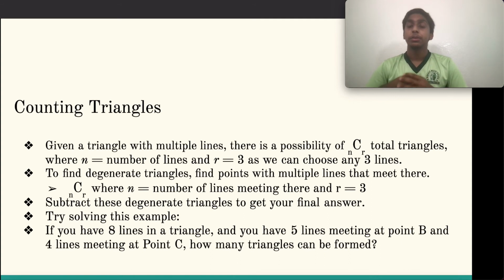We'll do an example, so don't worry about that. Just try to get these formulas down and how you would apply them. Again, we find the total number of triangles, and then we subtract our degenerate triangles from each point. Now let's solve an example. If you have 8 lines in a triangle, 5 lines meeting at point B, and 4 lines meeting at point C, how many triangles can be formed in this bigger triangle? Use our formula: find the total number, then subtract out your degenerate triangles. Go ahead and try to solve that. I'll give you a few seconds. Pause the video and try to solve it.